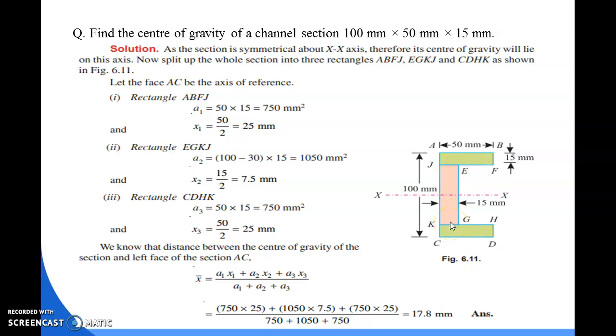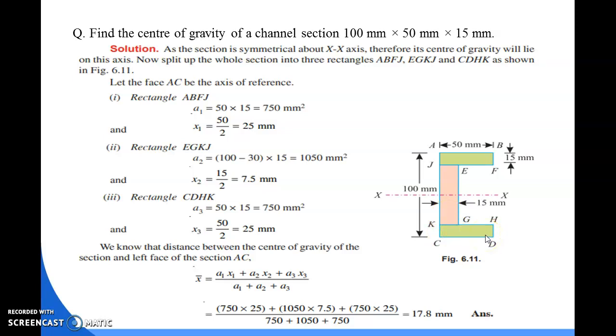So as we know that to find out the center of gravity in any section, that will lie on the axis of symmetry. So in case of channel section, the axis of symmetry is the x-axis. So you can see this dotted portion. So here, first of all, we have to divide the whole channel section into many parts. So here three parts are there. This is section 1, this is section 2, and this is section 3.